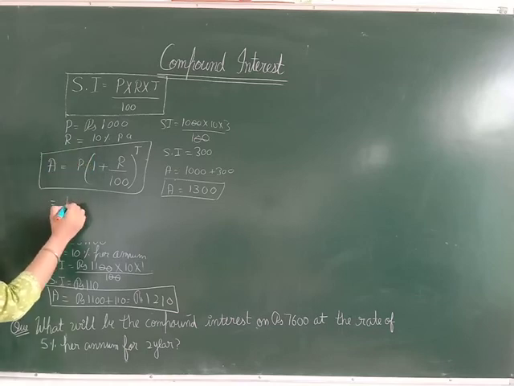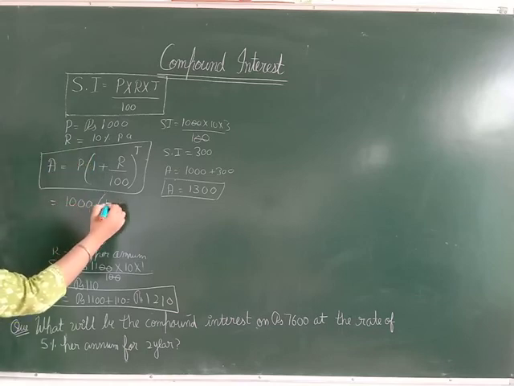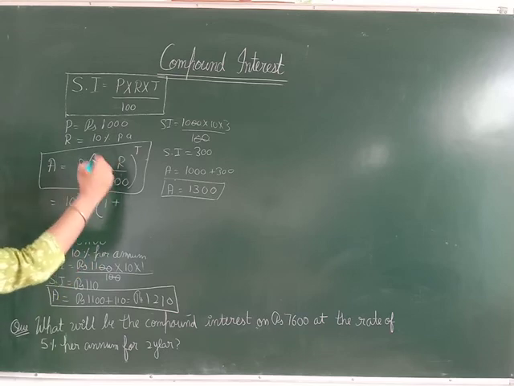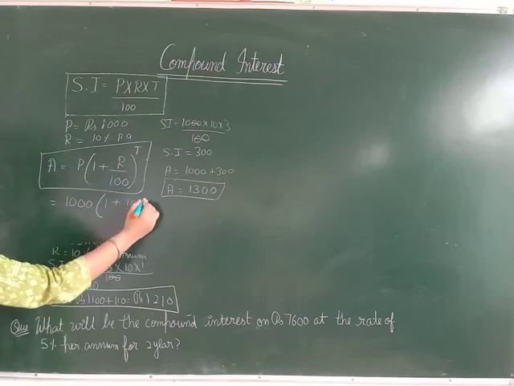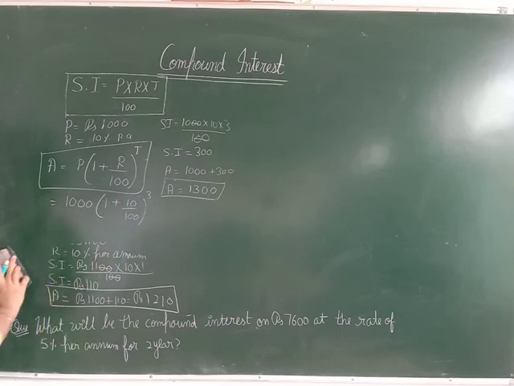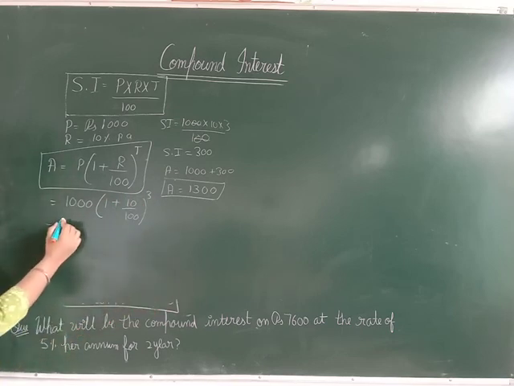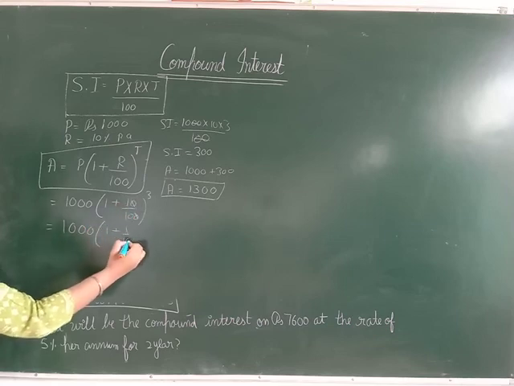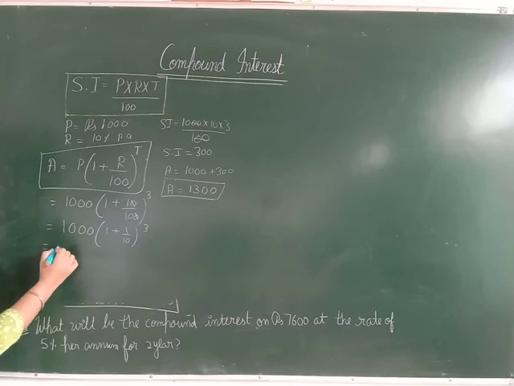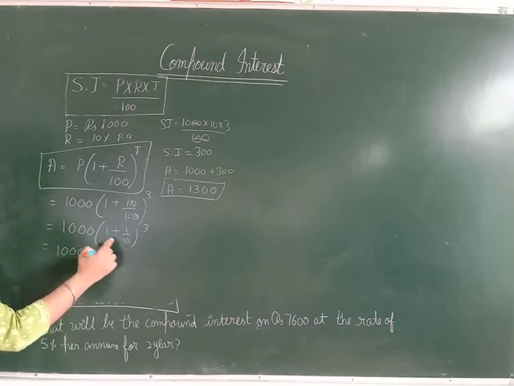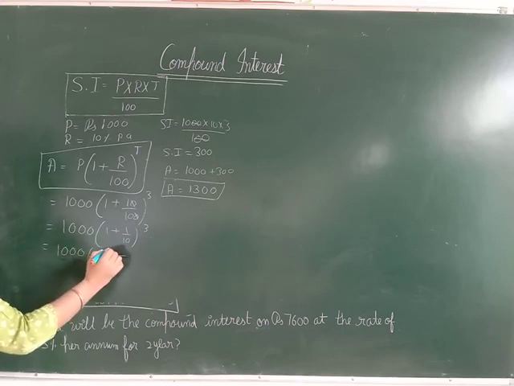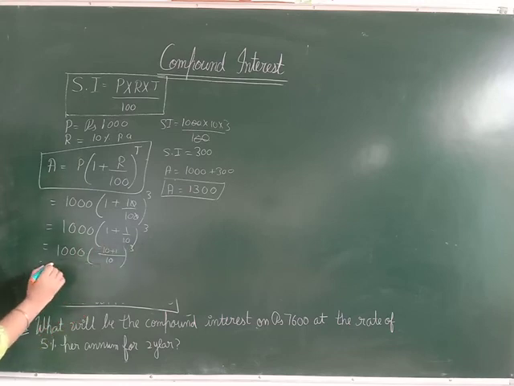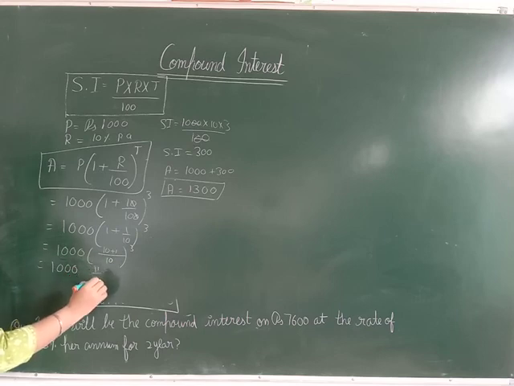So principal in our last case is 1000. 1 plus rate is 10 and time is 3 years. Right? So it becomes 1000, cancel it, (1 plus 1 by 10) cube. So it becomes 1000. Take LCM. So it becomes (10 plus 1) cube by 10. So 1000 into (11 by 10) raised to the power 3.